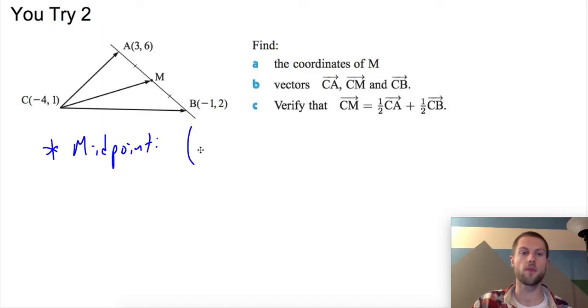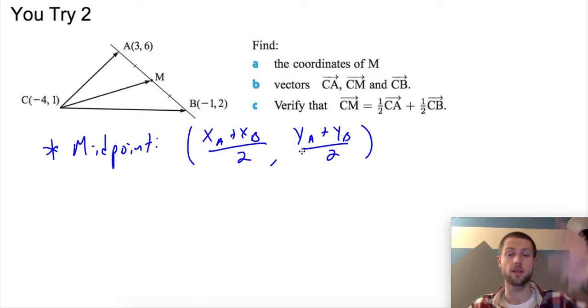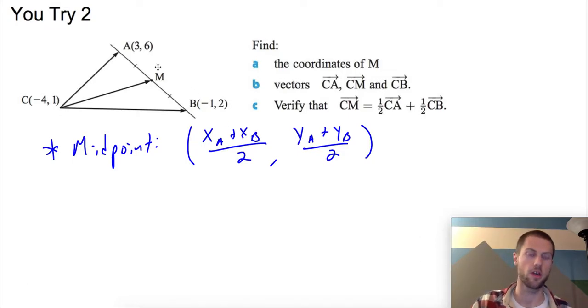is going to be given by x sub A plus x sub B over 2, comma, y sub A plus y sub B over 2. Your midpoint is basically the average of your x's and the average of your y's. So hopefully it makes some sense. You might need to use this, but give all three of these a shot. They're a little bit tricky. And resume the video when you're ready to check out the answer.